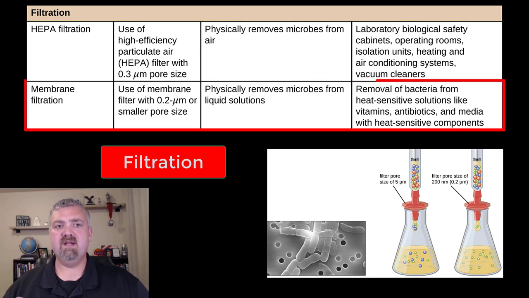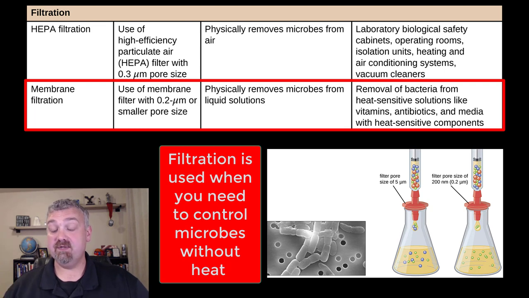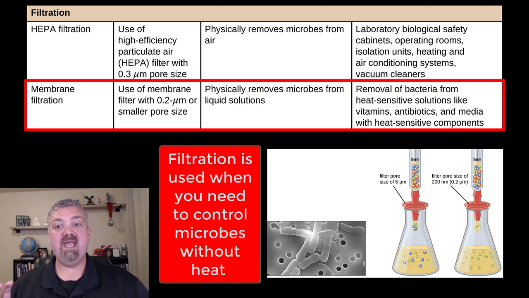But I want to focus a little bit more on membrane filtration. Membrane filtration is a great way to remove microbes from liquids. The key here is heat sensitive materials. I have a picture here showing how the pore sizes impact what travels through a membrane filter. A membrane filter has to have a pore size of 0.2 micrometers or smaller. This image is really cool. You can actually see those pores and see the microbes being captured. They can't travel through. So this is a way to sterilize things that you can't heat up.